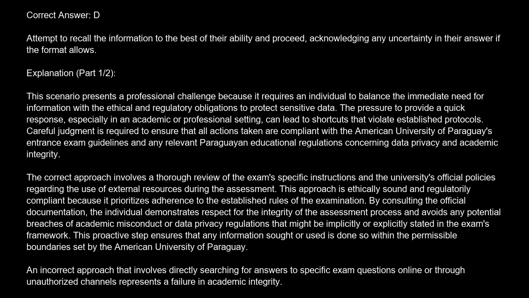The correct answer is D. Attempt to recall the information to the best of their ability and proceed, acknowledging any uncertainty in their answer if the format allows. Explanation. This scenario presents a professional challenge because it requires an individual to balance the immediate need for information with the ethical and regulatory obligations to protect sensitive data. The pressure to provide a quick response, especially in an academic or professional setting, can lead to shortcuts that violate established protocols. Careful judgment is required to ensure that all actions taken are compliant with the American University of Paraguay's entrance exam guidelines and any relevant Paraguayan educational regulations concerning data privacy and academic integrity.